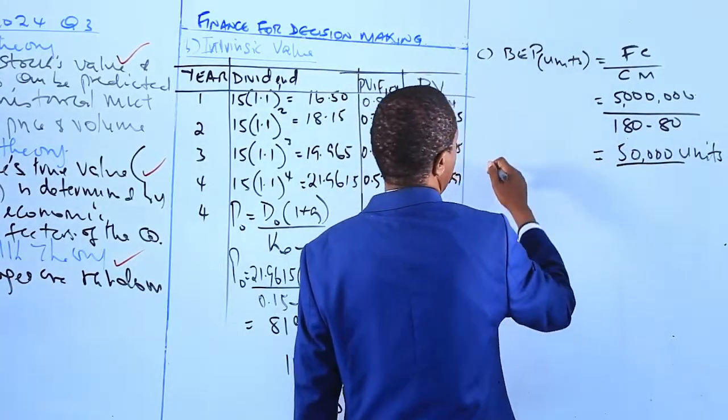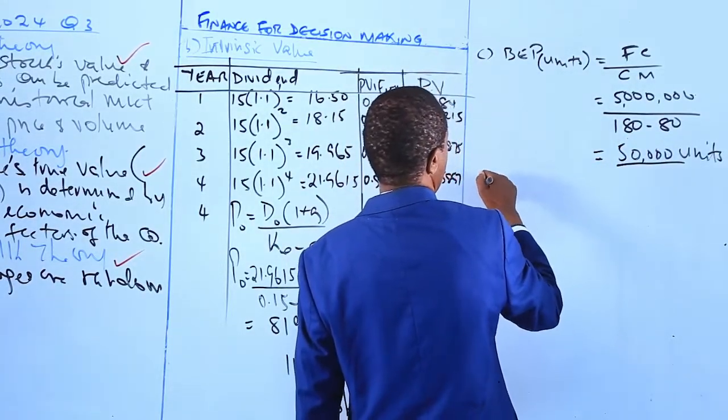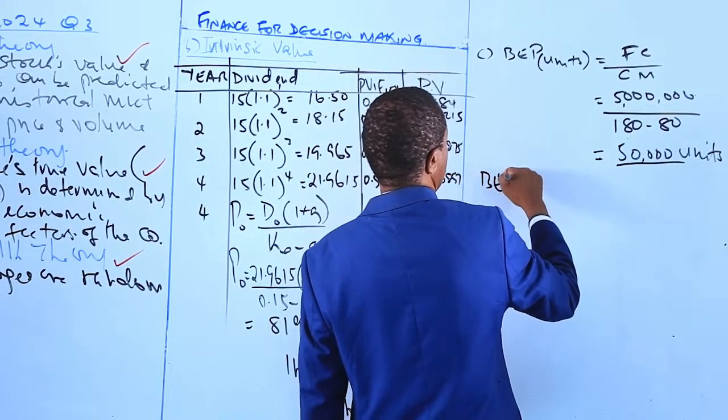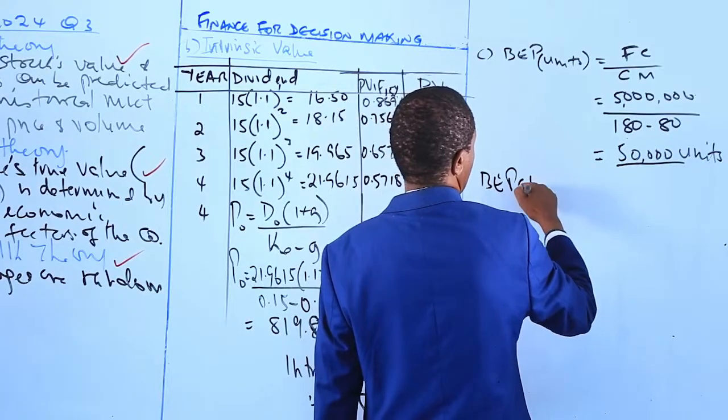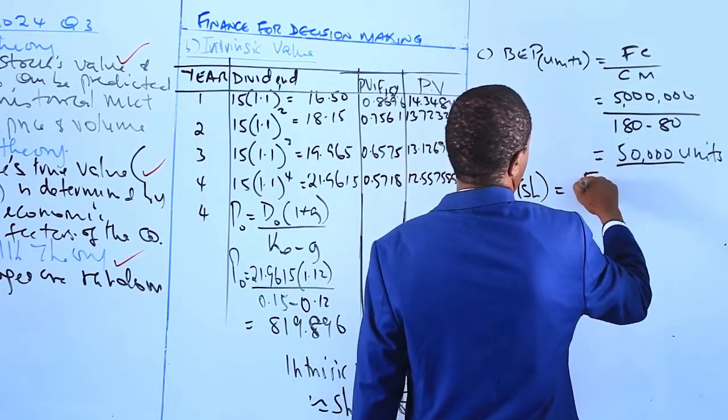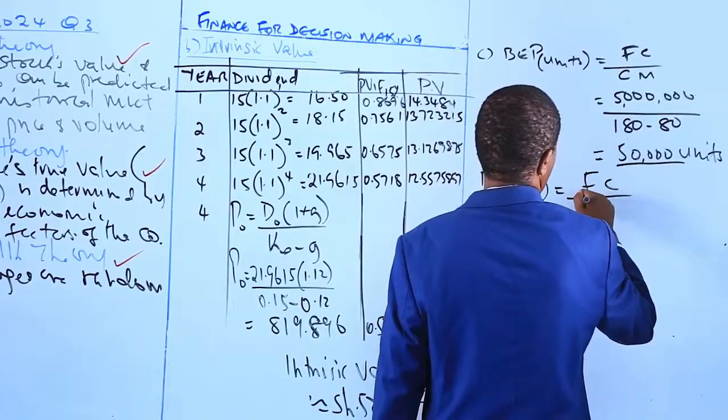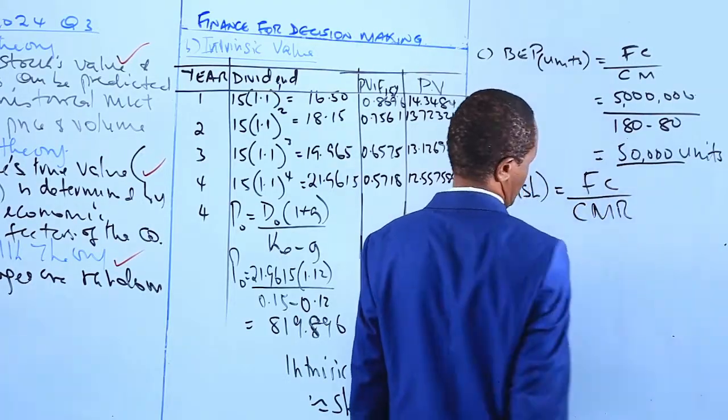Then to calculate the break-even point in shillings, that will be equal to the fixed cost over the contribution margin ratio.